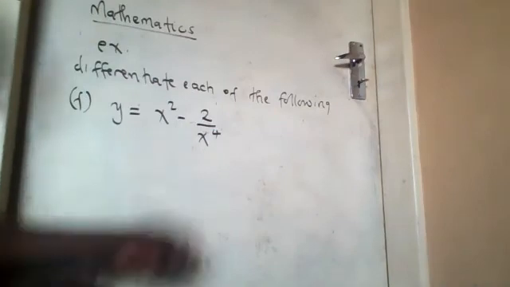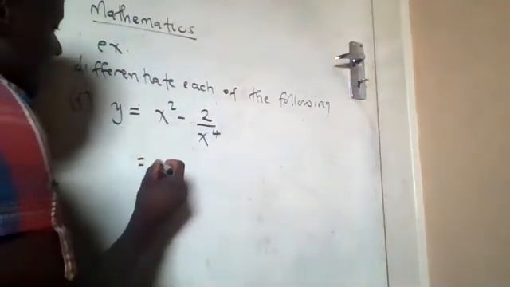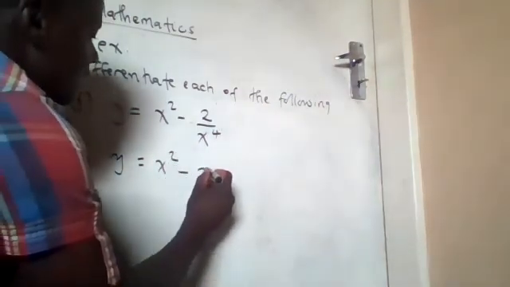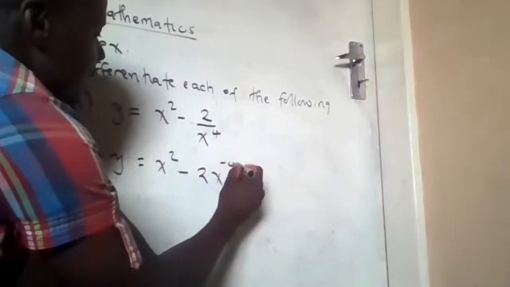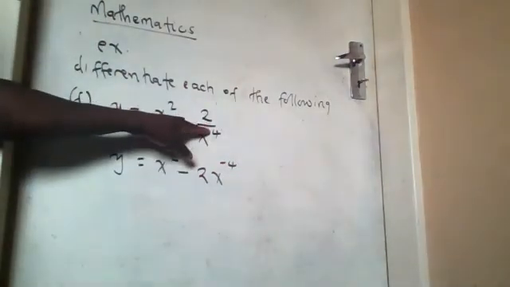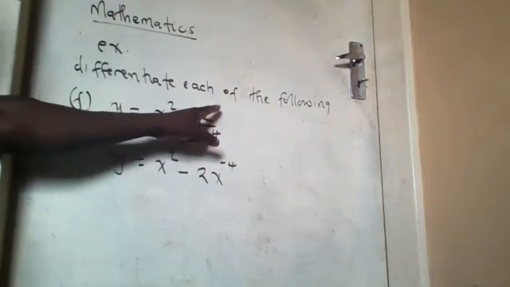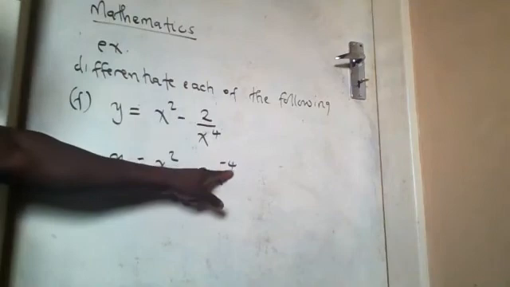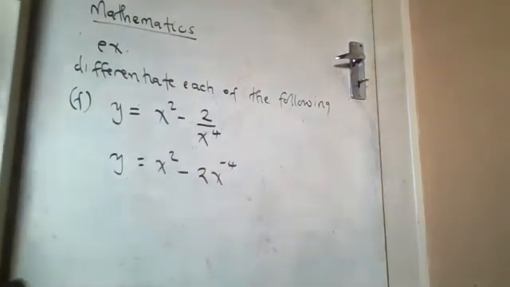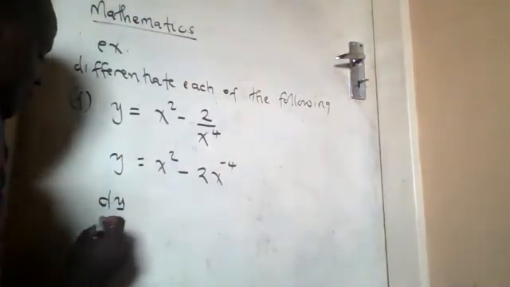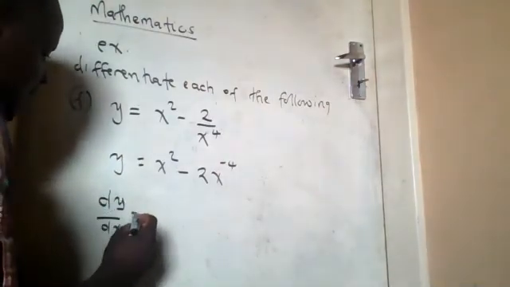But we understand very well that this can also be written as y is equal to x power 2 minus 2x raised to power 4. By converting that to the positive, because of the over, we know that the power was negative. That's what I have decided to take. So once you have this, it becomes easier for you and I to do the dy over dx.